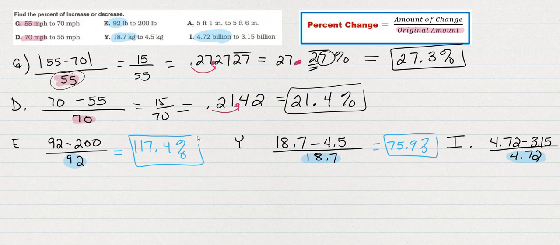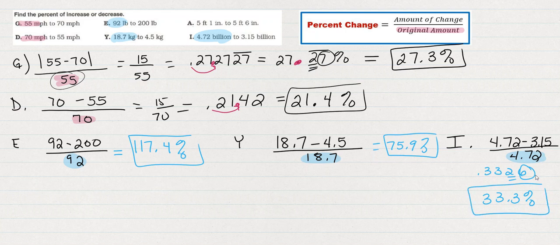And 4.72 minus 3.15, dividing by 4.72, I'm getting 0.3326. So rounding to the nearest tenth of a percent, that 2 is going to go up because the 6 is greater than 5. So 33.3%.